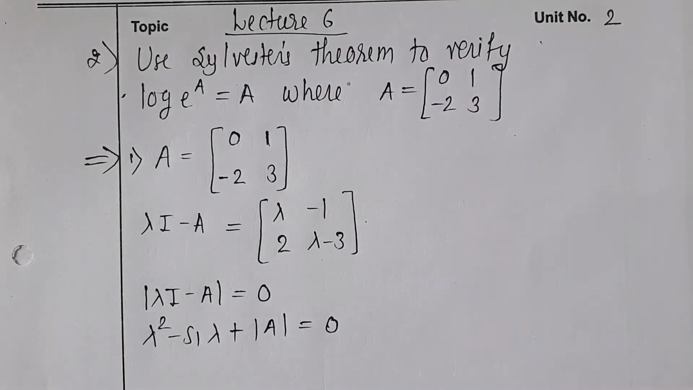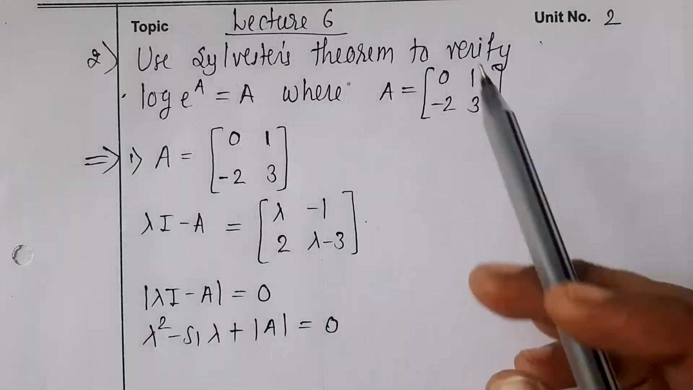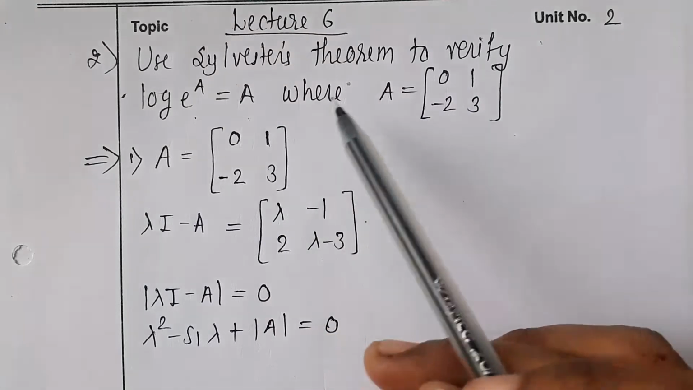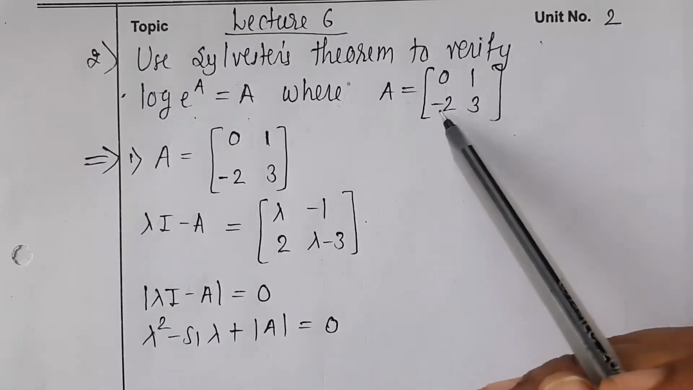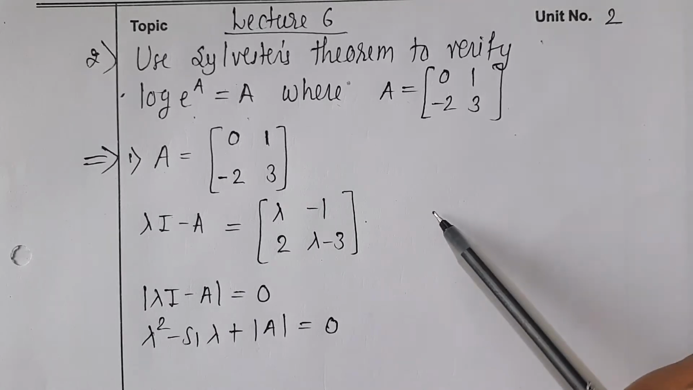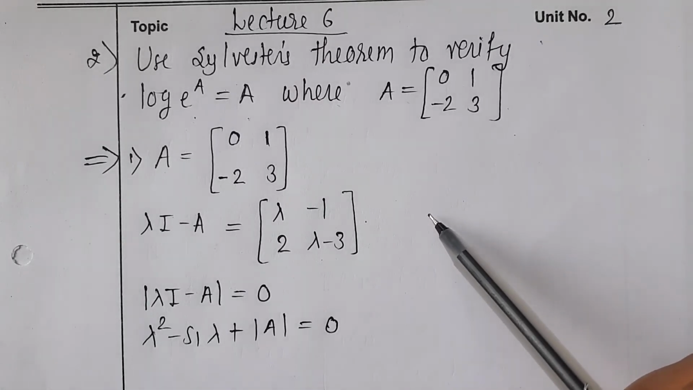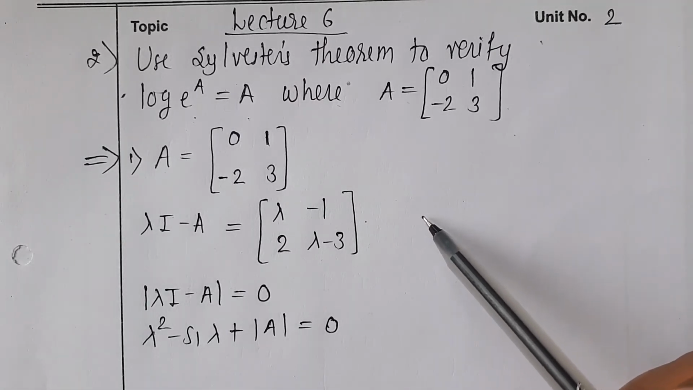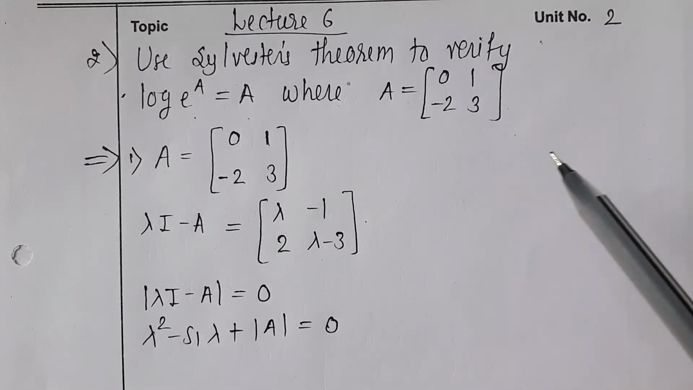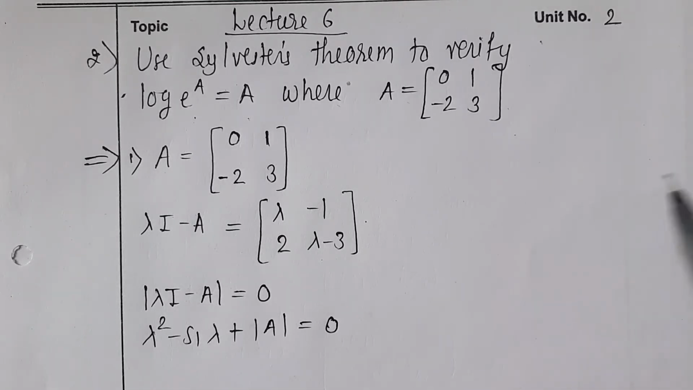Second example of Sylvester theorem is use Sylvester theorem to verify log of e to the power a is equal to a where a is equal to [0, 1; -2, 3]. In last lecture we have studied one example on Sylvester theorem as well as statement of Sylvester theorem. So what is statement of Sylvester theorem? Any polynomial can be expressed as a sum of p of lambda 1 into z of lambda 1 plus p of lambda 2 into z of lambda 2 and so on.